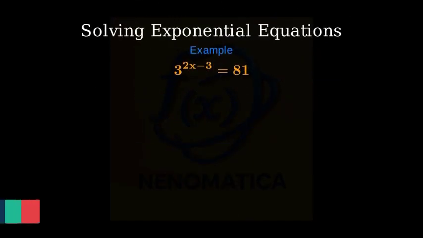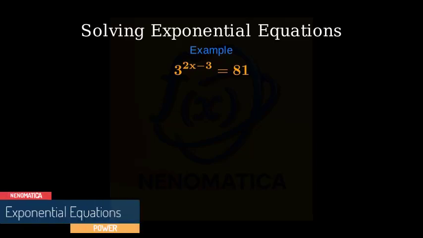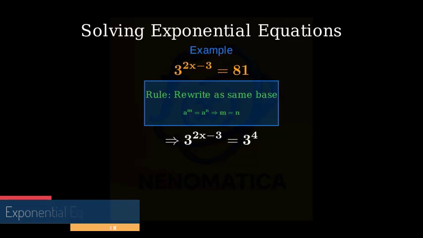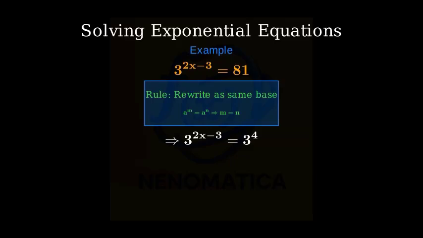We have 3 to the power of 2x minus 3 equals 81. First, I'll rewrite 81 as a power of 3. Since 81 equals 3 to the 4th power, I can write this as 3 to the power of 2x minus 3 equals 3 to the 4th power. When we have the same base on both sides of an equation, we can equate the exponents. So 2x minus 3 equals 4. Now I'll solve for 2x by adding 3 to both sides. 2x equals 7. Finally, I'll divide both sides by 2 to solve for x. This gives us x equals 7 over 2, or 3.5.